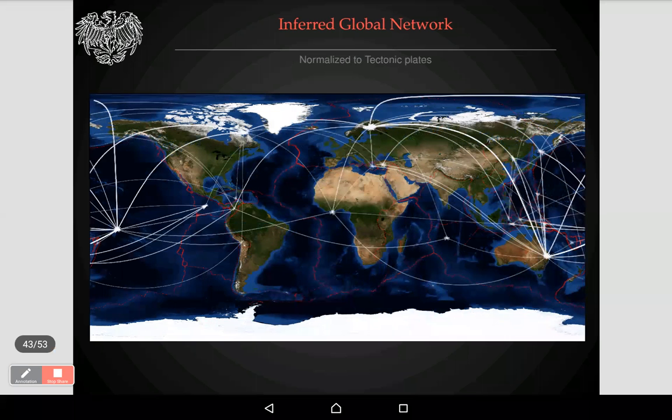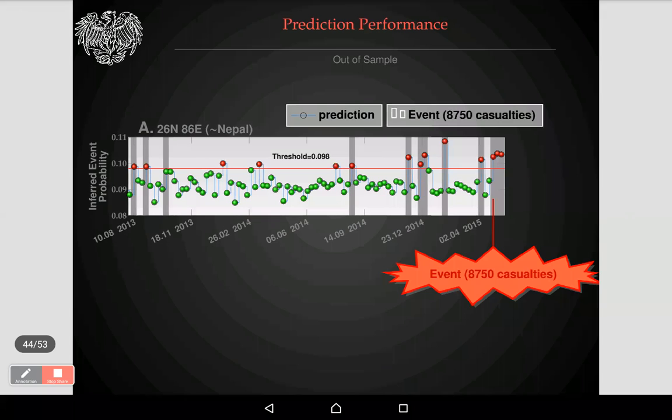But if you look at the average connections between the tectonic plates, you see that they're mostly connected to the neighboring plates, which is what you'd expect. And what kind of predictive accuracy do you have? So there's a couple of results at different locations where we have had large events. And these are all out of sample predictions. The red line that you see is a threshold computed from the ROC curve, so the optimal threshold in some sense. And you see that we get very good performance.